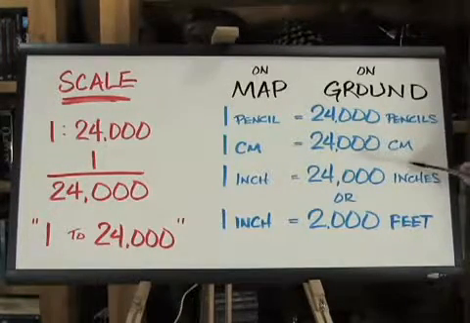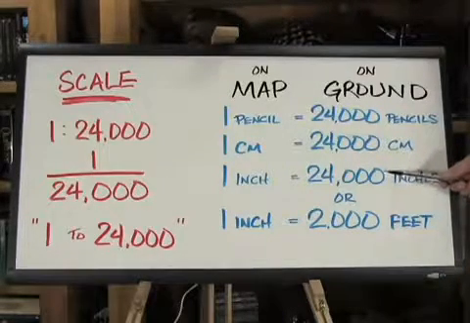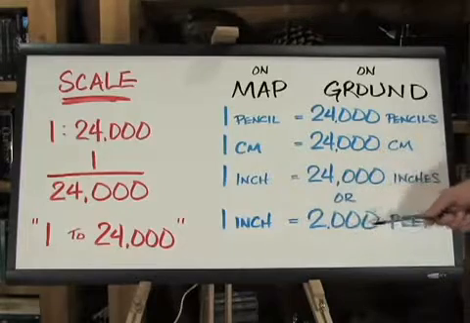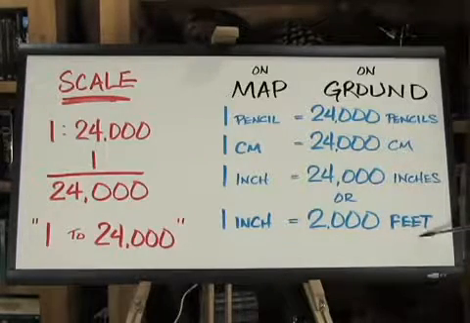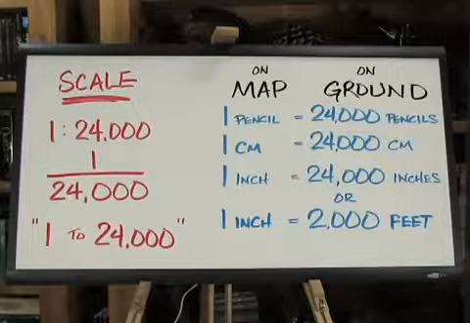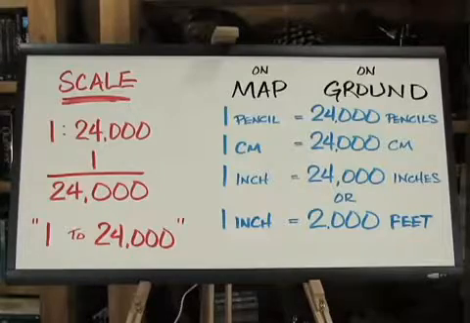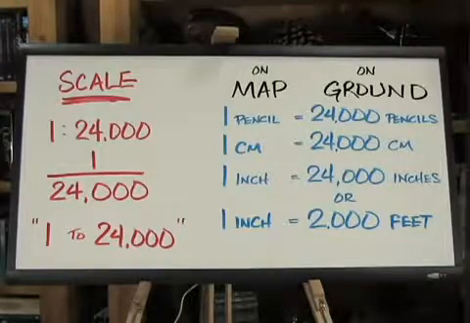So if we divide this by 12, we see that 1 inch on the map equals 2,000 feet on the ground. That's a lot easier to deal with than 24,000 inches. We could also convert this to miles, meters, kilometers, or whatever.